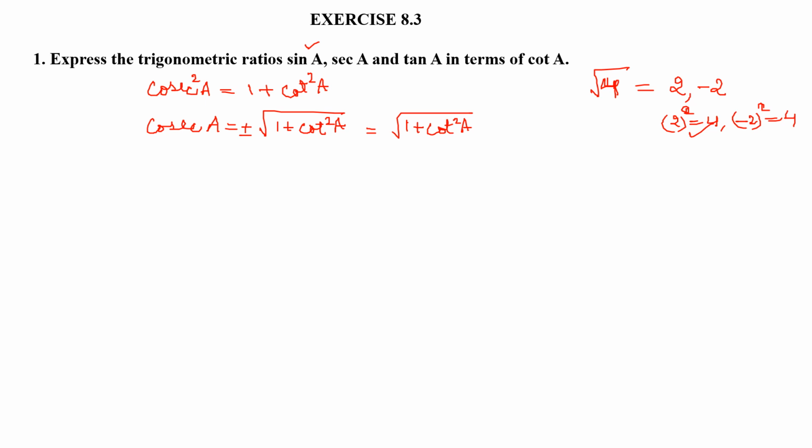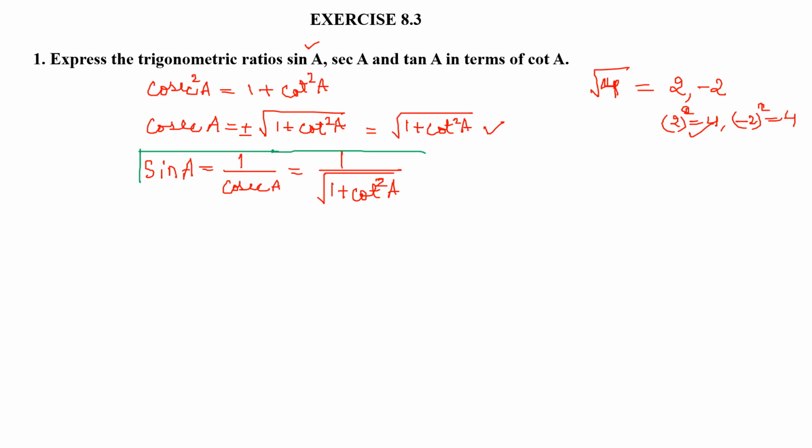Now once we get the value of cosec A, I can find sin A in terms of cot A. Because sin A, we know, is the reciprocal of cosec. So I can write it as 1 by cosec A, which can further be written as 1 by, now cosec A I have got the value in terms of cot, so 1 by root of 1 plus cot square A. So this is the first answer. Sin A I have got in terms of cot A, isn't it? So this is for sin A.